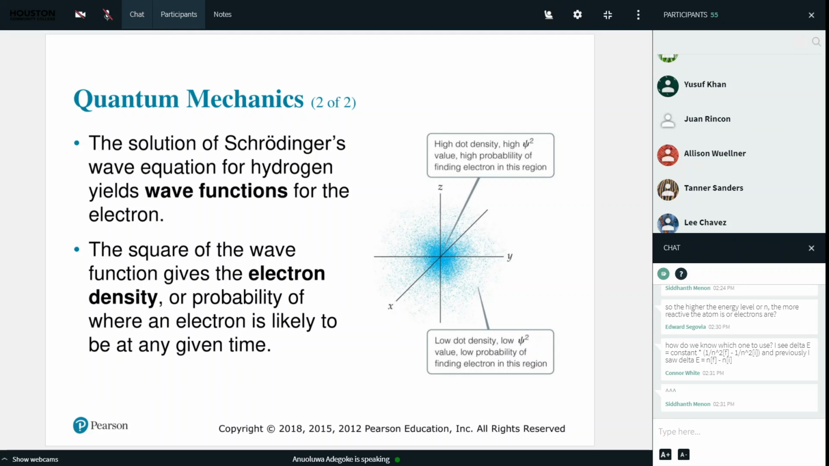Now, the solution of Schrödinger's wave equation for hydrogen yields wave functions for the electron. This is telling us the area where we can find the electrons on the energy level. These dots kind of represent clouds, sort of. So it gives us the area where you can find electrons. Whenever you have a high wave function value, there is a high probability that you can find the electron. Whenever you have a low wave function value, there is a low probability that you can find electrons there.